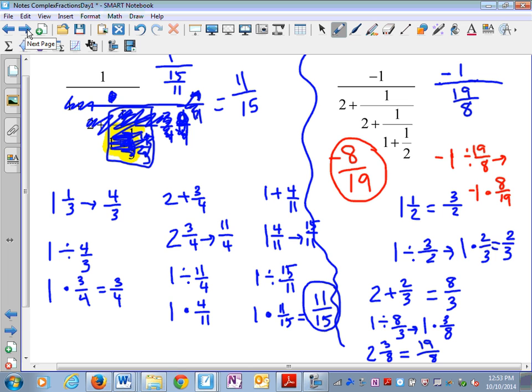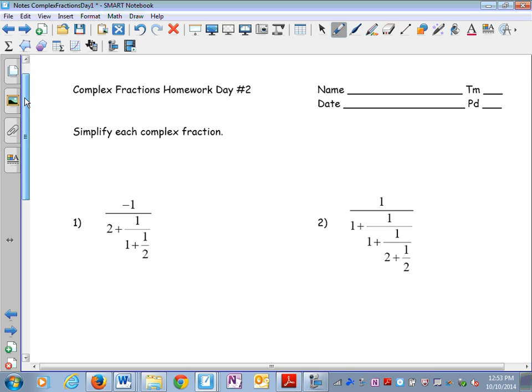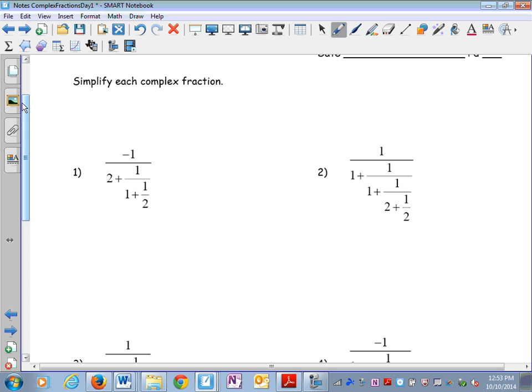Now turn in your page, turn in your packet to two more pages and find this worksheet, Complex Fractions Homework Day 2. This actually isn't tonight's homework, it was just extra practice. And I'd like you to pause the video and try example number 1. And after you're done with example number 1, unpause it and let's see how you did.